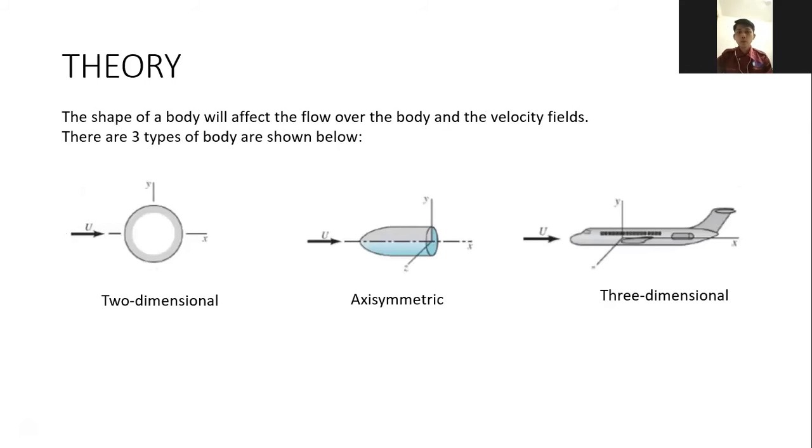The shape of the body will affect the flow over the body and the velocity fields. There are three types of body shown below. First is two-dimensional, when the body is very long and the constant cross-section of the flow is normal to the body. Second is axisymmetric, when the body possesses rotational symmetry about an axis in the flow direction. And the third is three-dimensional, when the flow over the body cannot be modeled as two-dimensional or axisymmetric.